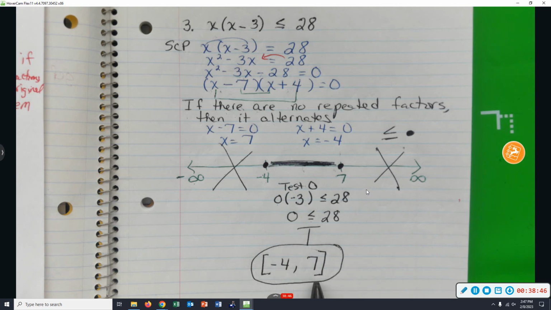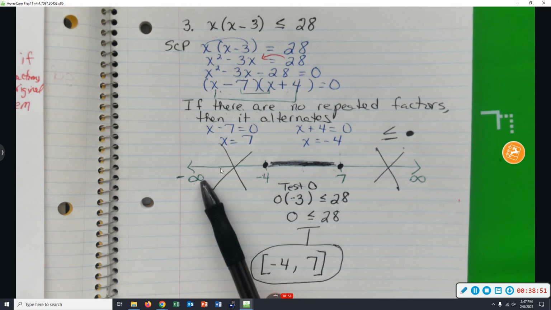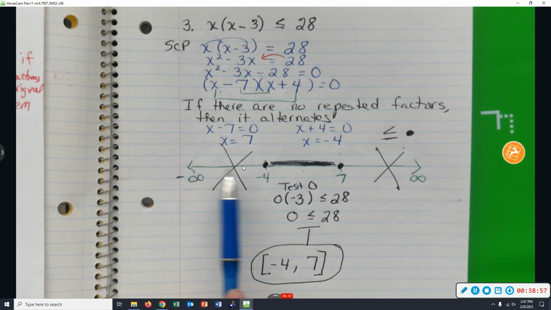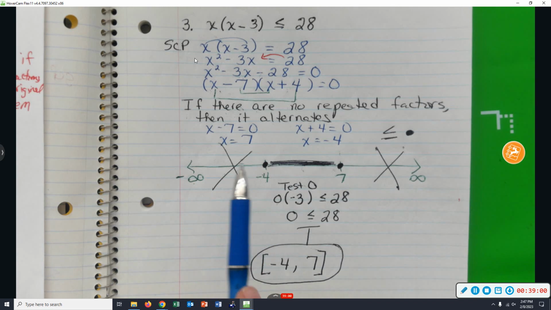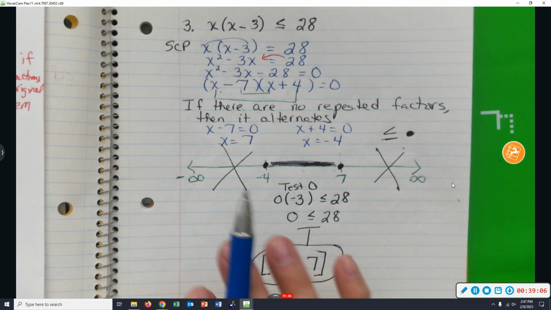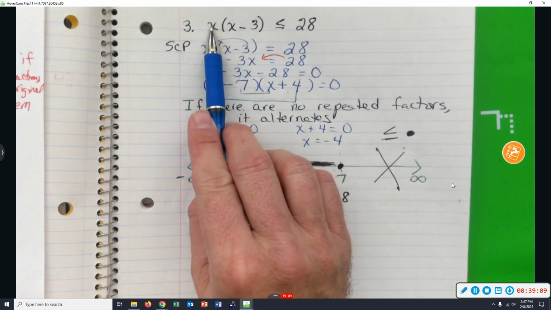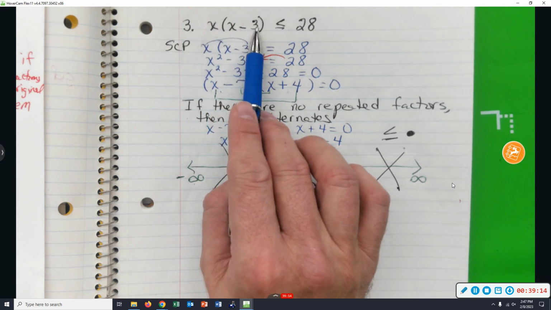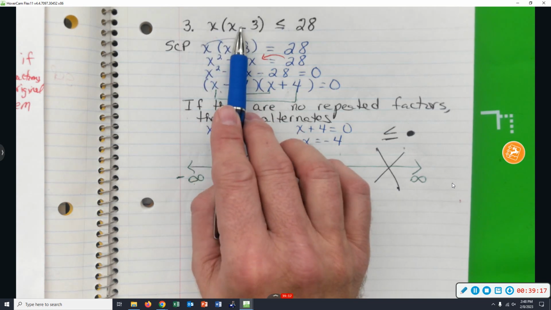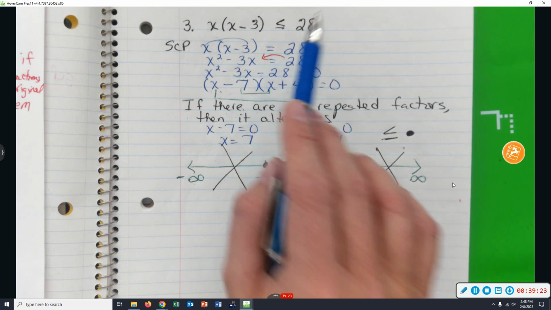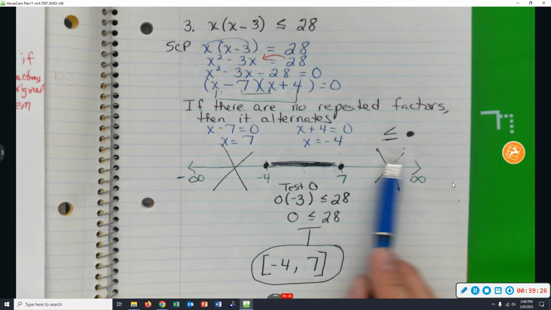But you could never look at the interval between negative infinity and -4. You wouldn't type it as a solution, because if you tried something like -5 or -10, you'd get a false statement. Between 7 and infinity, why aren't we listing that? Let's test 10. If I put a 10 in here and here, we'd have 10 times, what would be in the parentheses? 7. 10 times 7, is that less than 28? No, and it's not equal to it either. So these numbers make it false.